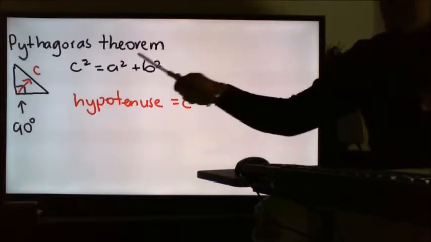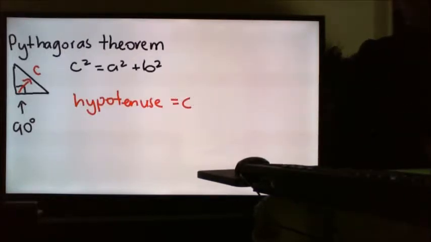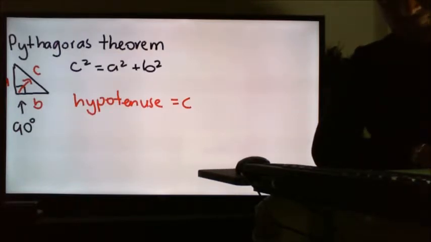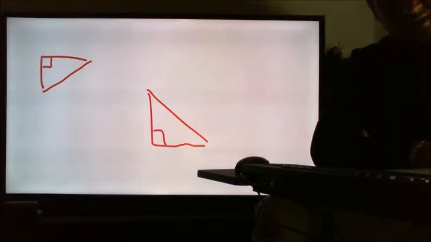Now, you have two other values here, A and B. For Pythagoras, it doesn't really matter which side you label as A or B. So I'm going to label that side as A and that side as B. Now, it's very important for you to understand that when you're using Pythagoras Theorem, you label your triangle perfectly. So let's go through some labeling of some triangles. I have a triangle as such with a right angle there. I have a triangle as such with a right angle there. And I have a triangle as such with the right angle there.